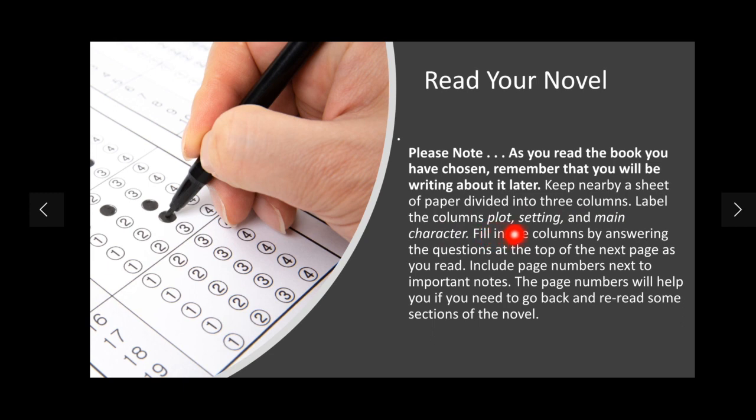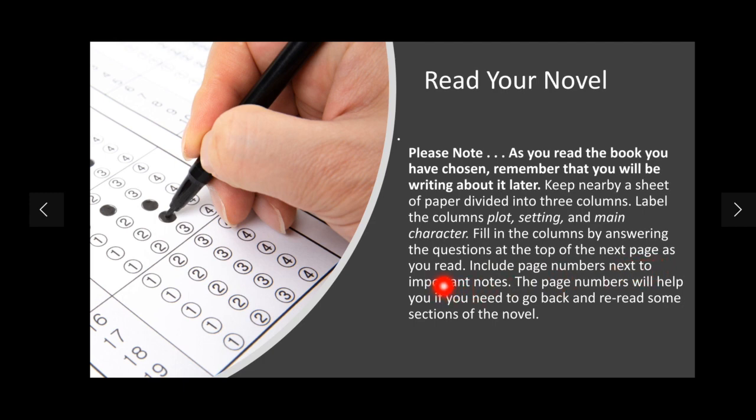In column 2 on the top you have to write setting, and in column 3 at the top you have to write main characters. Remember, you are reading a novel that later on you are going to review. So in order to review it, you have to make 3 columns on the top of a sheet, right?